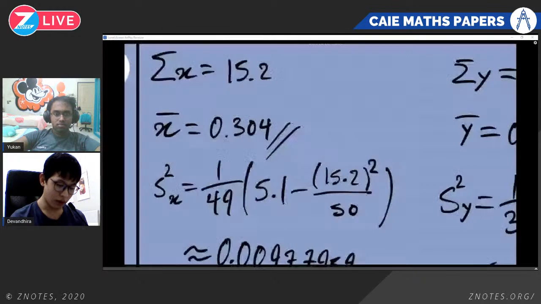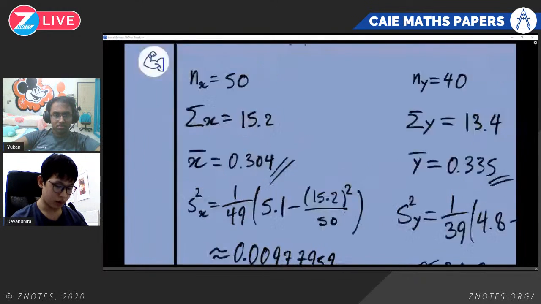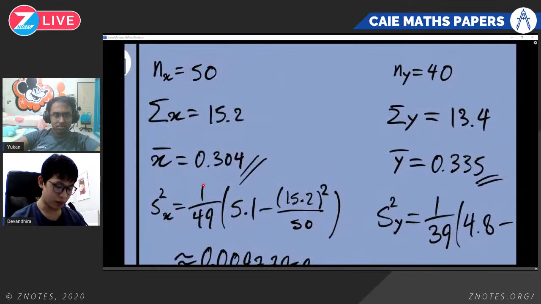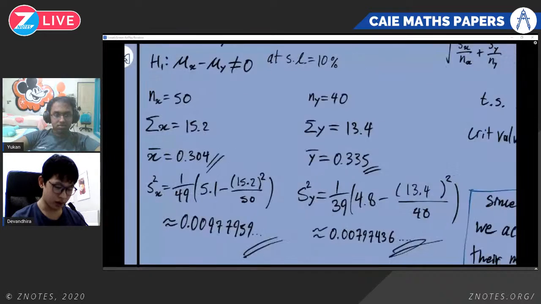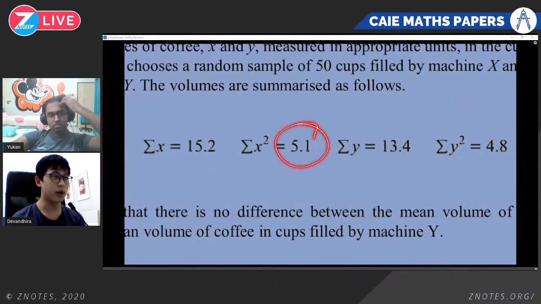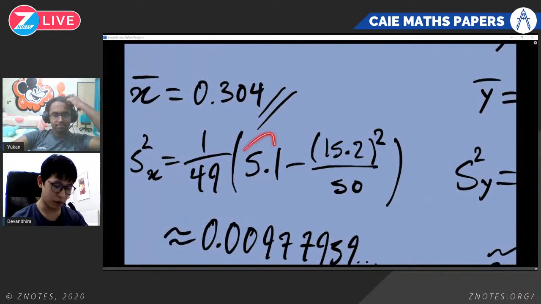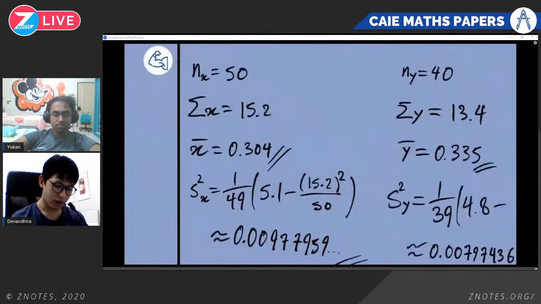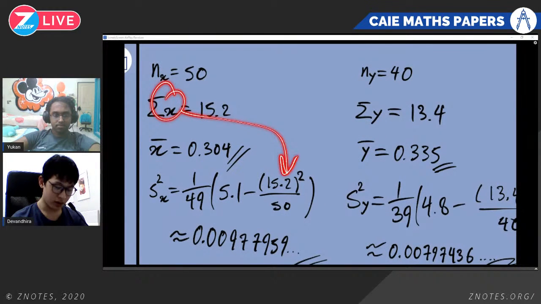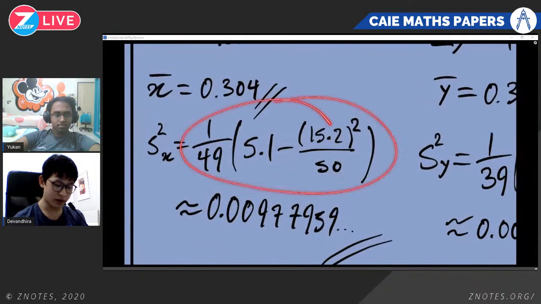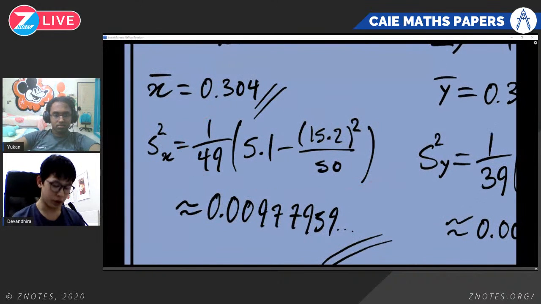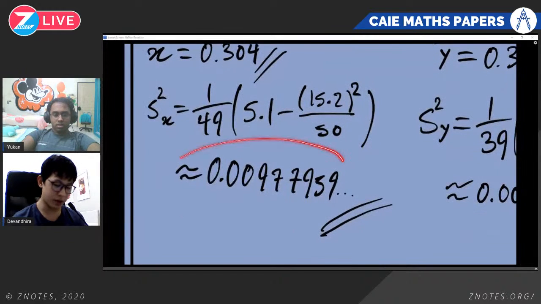So in our case, since we have 50, we have 1 over 49 right here. And our sum of x squares is basically 5.1 right here. We're given that, so you don't have to find it on your own. So we have 5.1 minus our sum of x, that goes here. And don't forget to square it and divide by 50, our n. Once you have this, of course, you have to put it in your calculator. You should get this number.